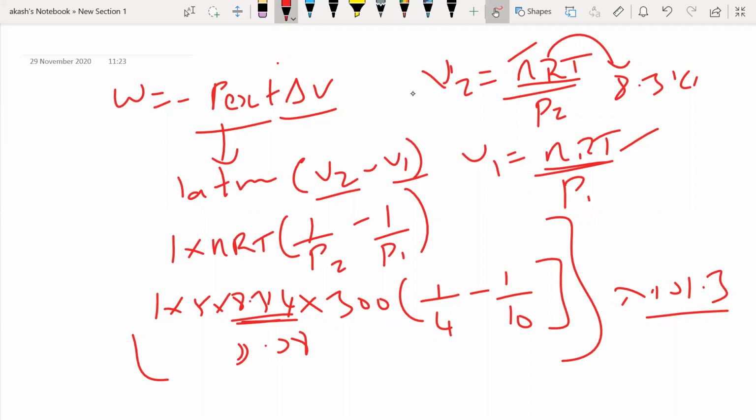Sir, is it given in the question that you have to find in joules? It's not given in the question, but you can look at the choices. I didn't give you the choices, but in the choices all the answers are in terms of joules. That's how I find out. Oh, okay.